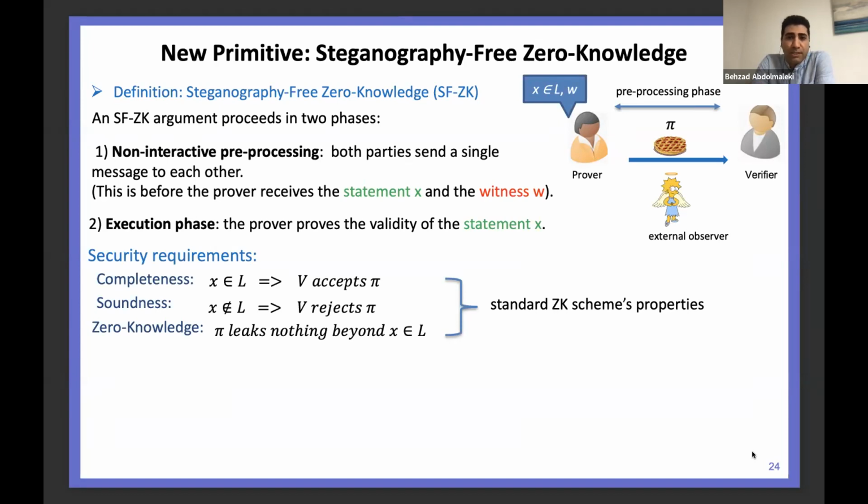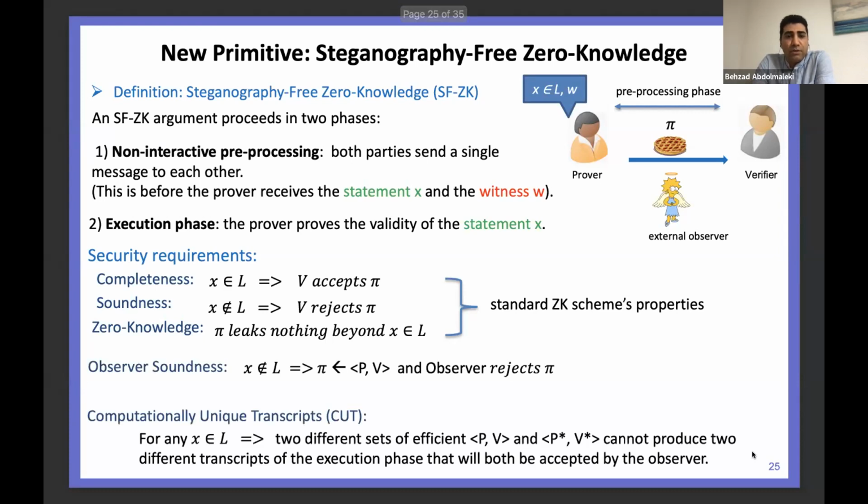which says that for a valid prover, the verifier should accept the proof. Soundness is the opposite: for an invalid prover or invalid word, the verifier should reject the proof. And zero knowledge says that the proof pi should not leak any information about the witness. And we also add 2 more extra properties.